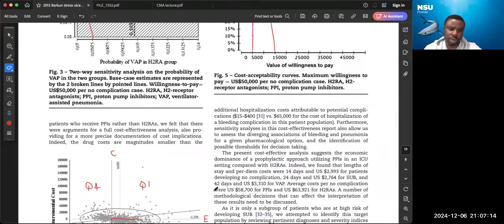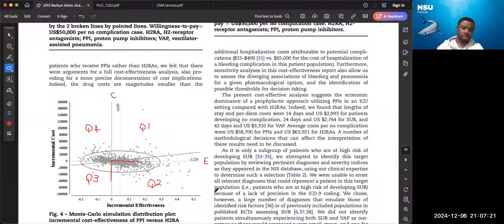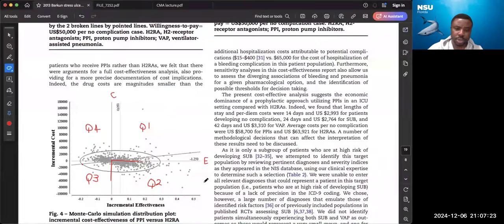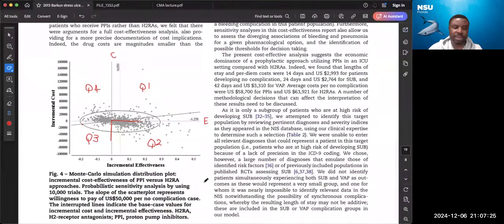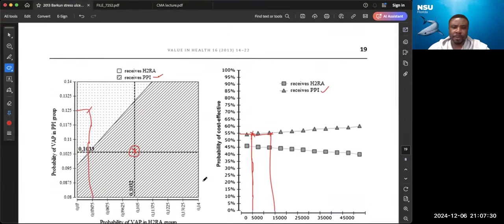What else? Let me look through my notes if I have something else that I want to talk about. Yes, so that is everything from my side. If you have any question, let me know.